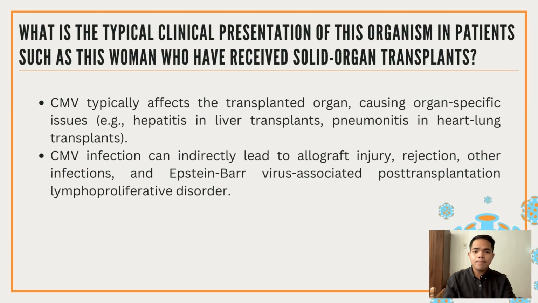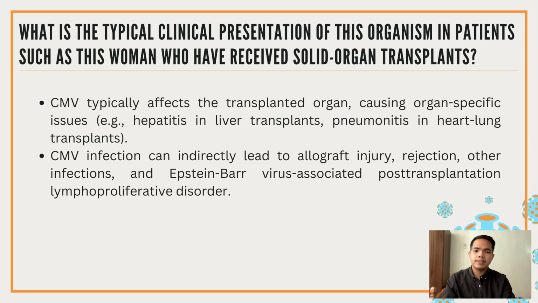Moving on to the next slide, CMV has an inclination for the transplanted organ, causing organ-specific issues. For example, in liver transplant recipients, it can lead to hepatitis, while in heart-lung transplant recipients, it may result in pneumonitis. CMV infection can have indirect effects, including harm to the transplanted organ or allograft injury, increased risk of organ rejection, susceptibility to other infections, and potential development of Epstein-Barr virus-associated post-transplantation lymphoproliferative disorder, a condition characterized by the uncontrolled growth of certain immune cells in response to Epstein-Barr virus infection.